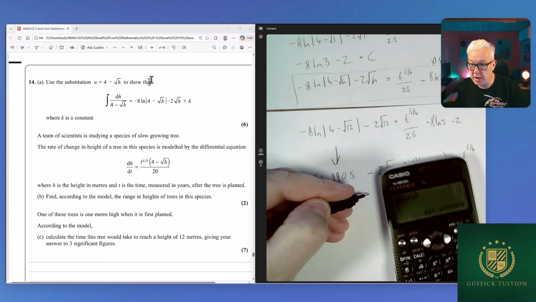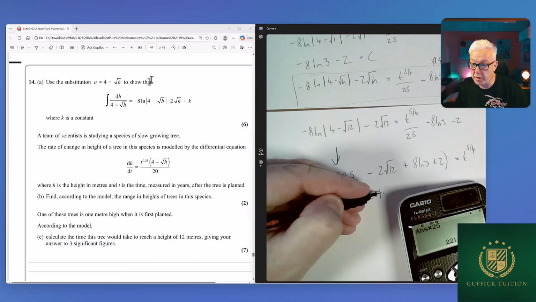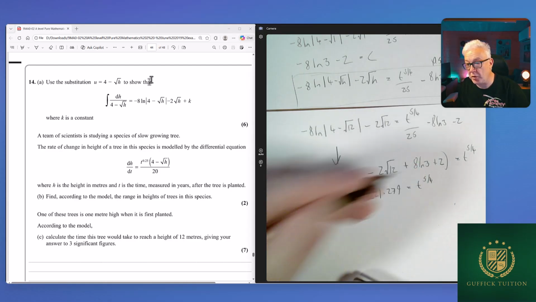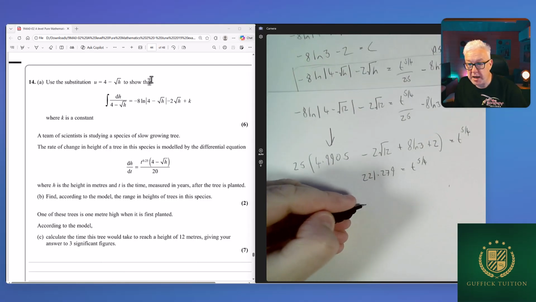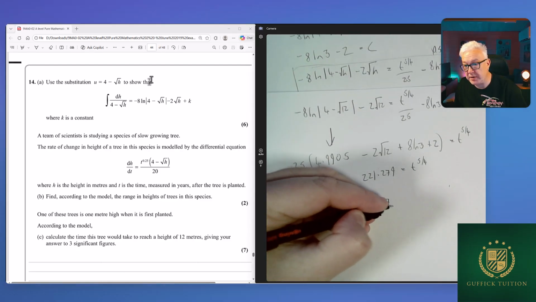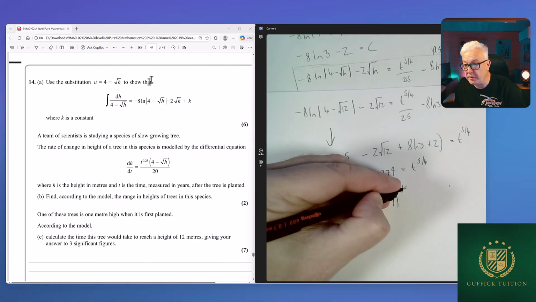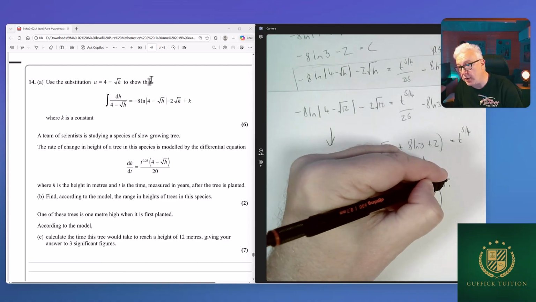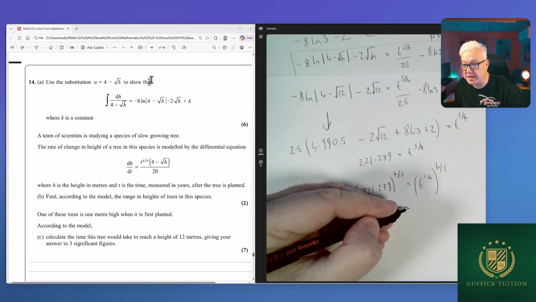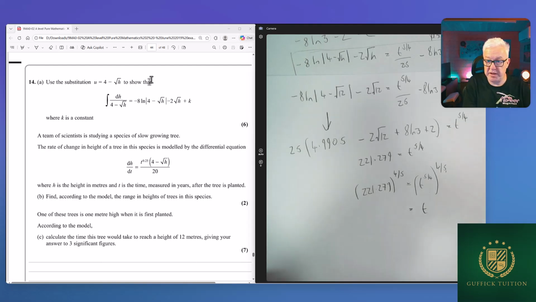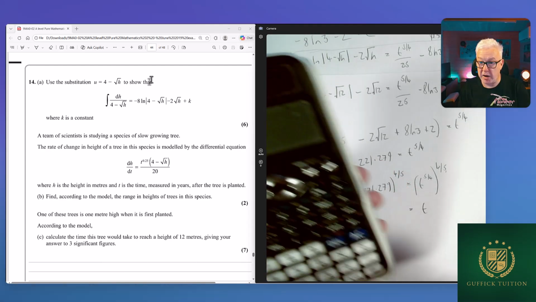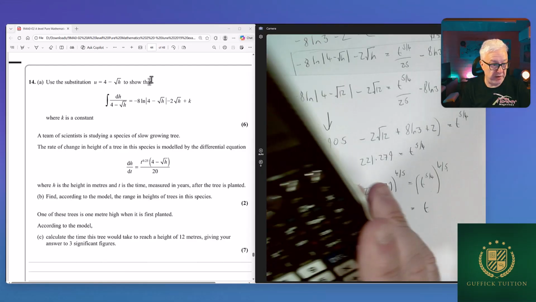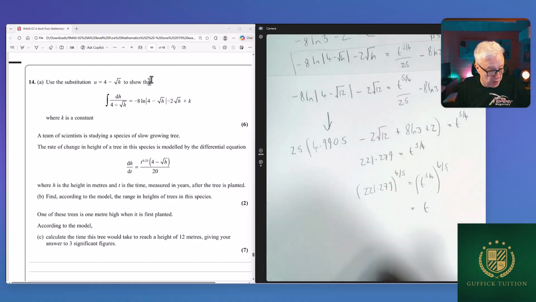So I've now got 221.279 is equal to t to the 5 over 4. Now to get this as t, I'm going to do 221.279 to the power of 4 over 5. That's because t to the power of 5 over 4 to the power of 4 over 5 is just going to give us t. So I'm going to put this whole thing to the power now of 4 over 5, and I'm finding that I'm getting 75.15.